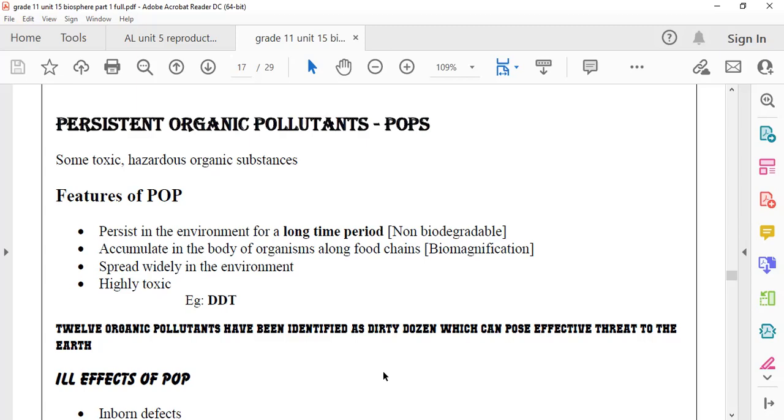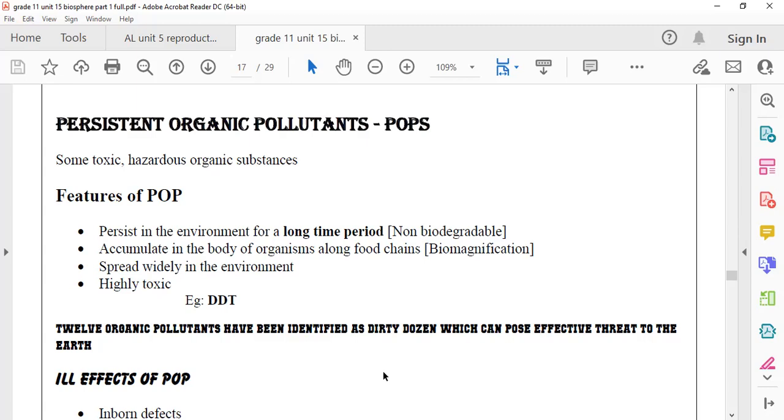Third character, they spread widely in the environment. They can easily and quickly spread over a large area. And finally, their toxicity, the poison level, is very, very high. In the world, 12 organic pollutants have been identified under the name dirty dozen. They are a high threat to the Earth's biodiversity. In our country, DDT is a POP, and even dioxin is a POP, but DDT is the POP mentioned in your syllabus.